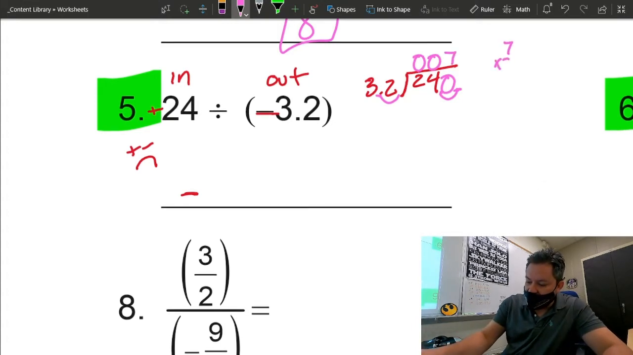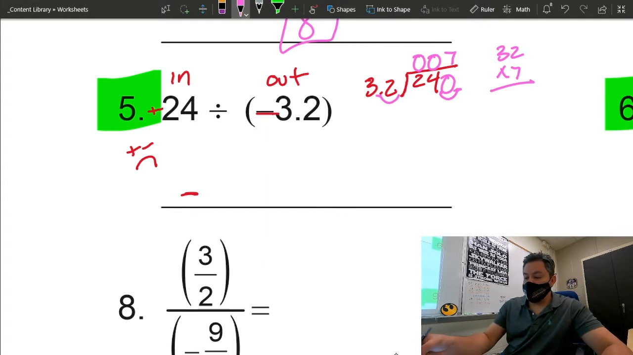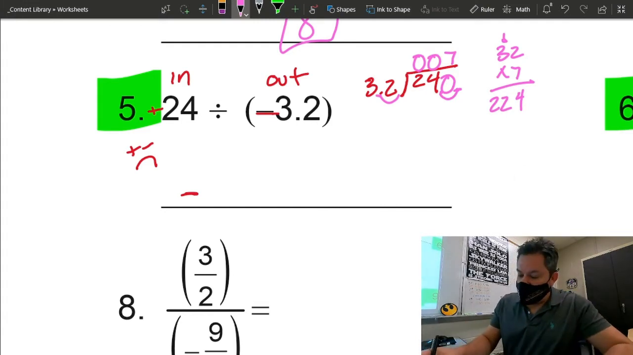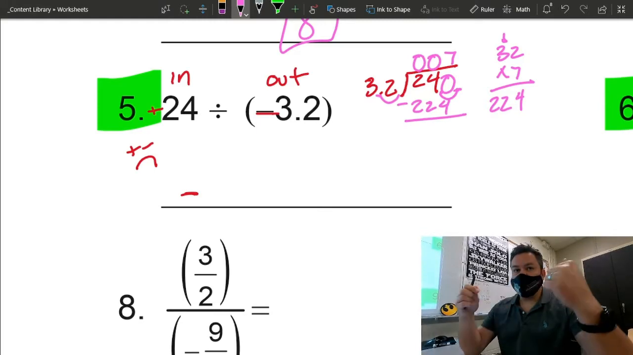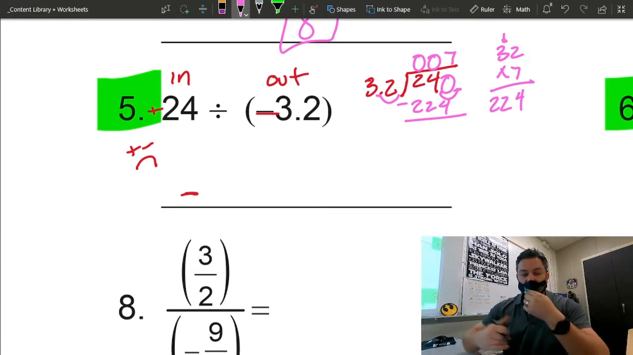7 times 32 is how much? We're dividing, right? No, we're multiplying. In this step, we have to multiply. 7 times 2 is 14. 7 times 3 is 21, and 1 is 22, so 224. So that number, you're going to put it over here, 224, and you're going to subtract. It just got a little more complicated, but it's just multiplication and division. That's all we're doing. Now we're going to subtract.